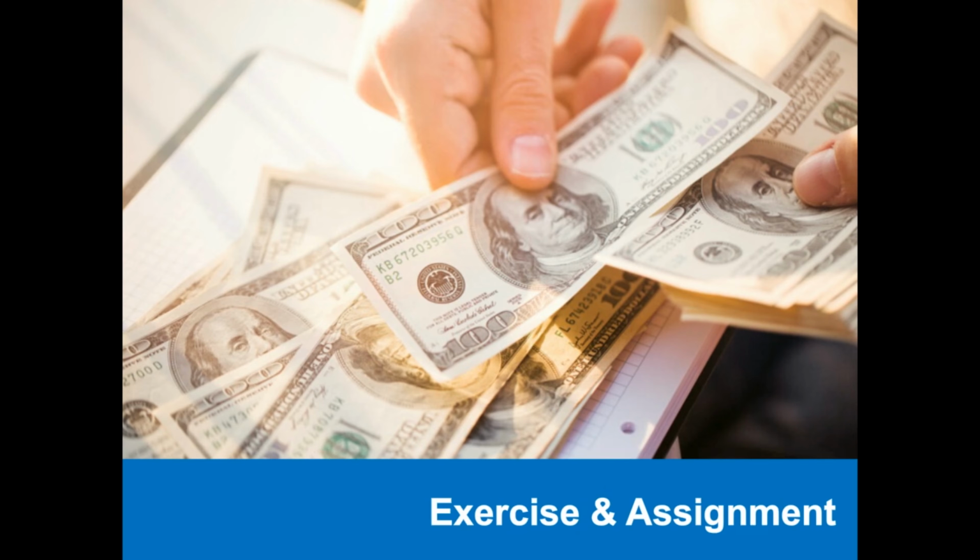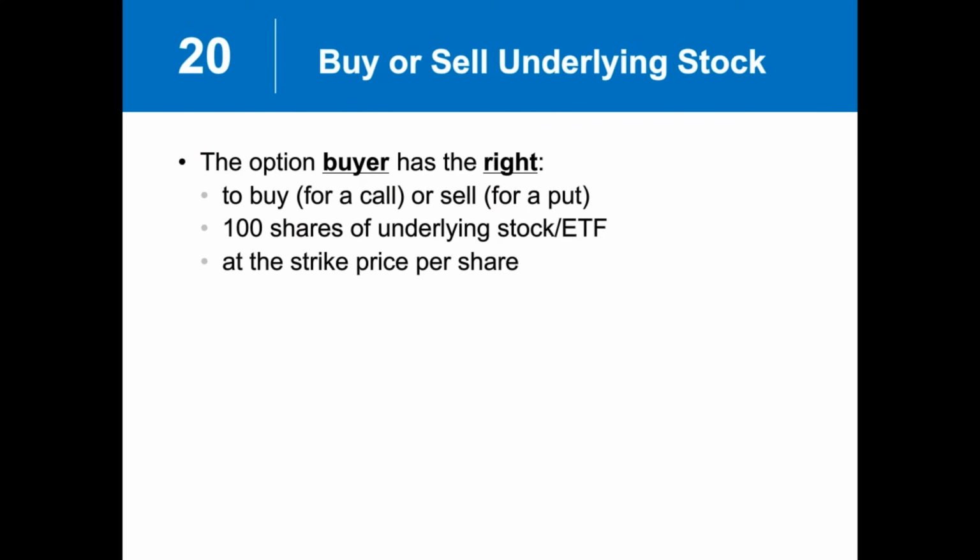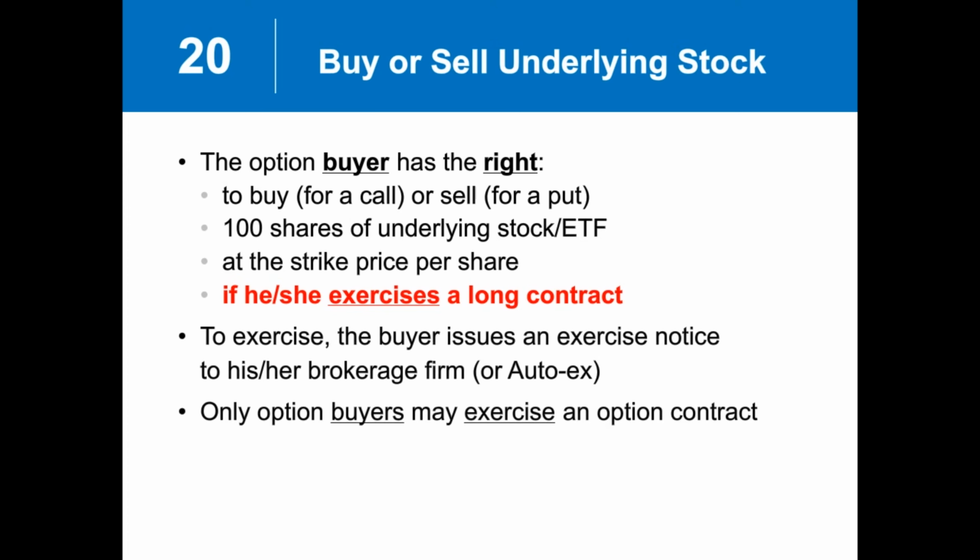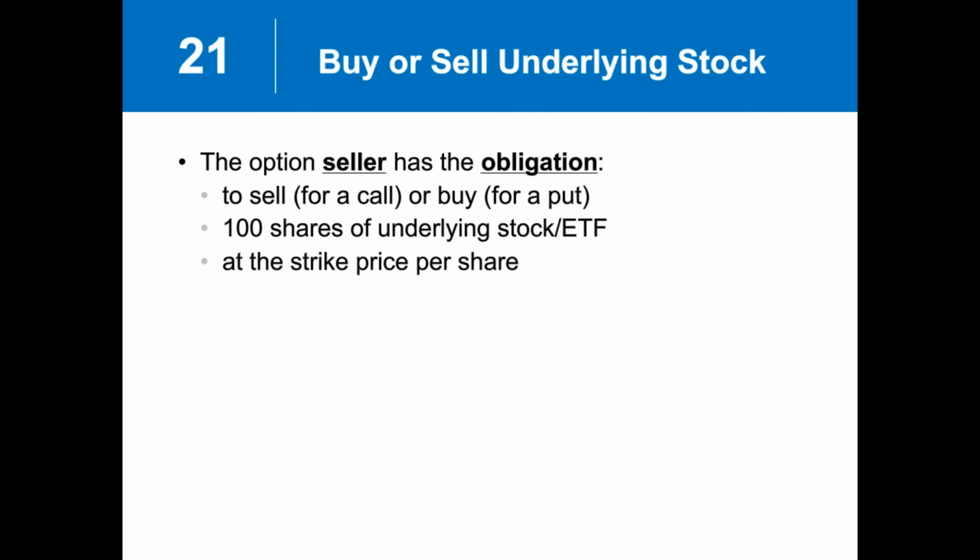So again, to repeat from earlier, buyers have the right to purchase stock at the strike price within a certain period of time if I exercise that contract. Now, only buyers can exercise. Sellers get assigned. Sellers have the obligation to sell those shares, assuming we're talking calls. Sellers have the obligation to sell those shares of stock, again, at the strike price within a specific period of time if they get assigned. And only sellers can get assigned.